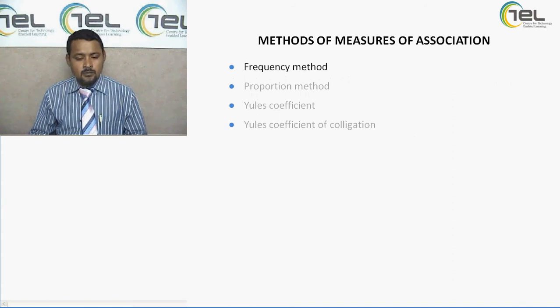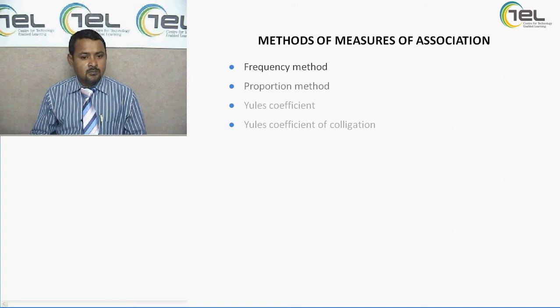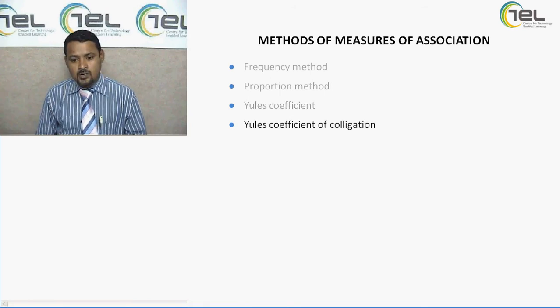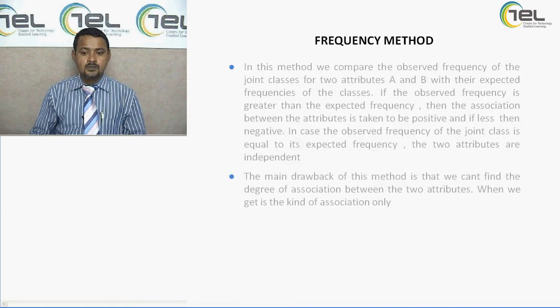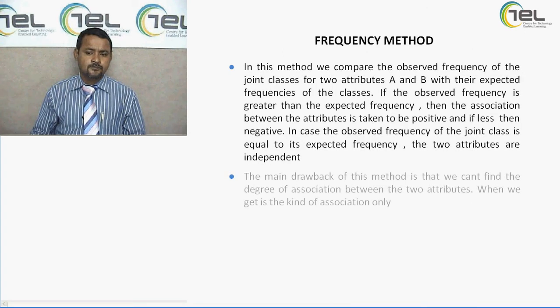The methods of measurement of association can be done by frequency method, proportion method, and Yule's coefficient. There is also a fourth method, Yule's coefficient of colligation. The first method is the frequency method.